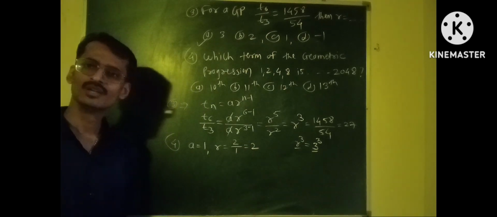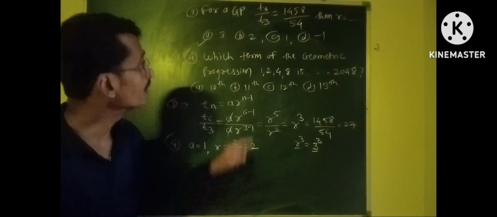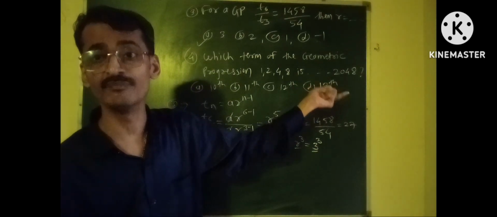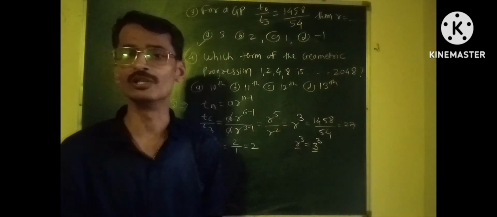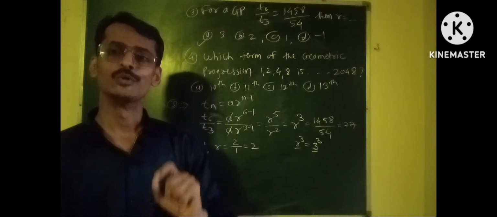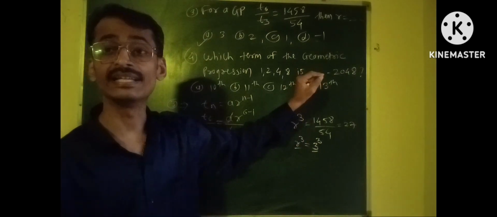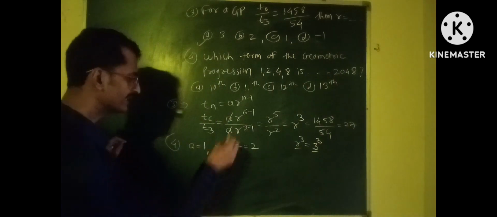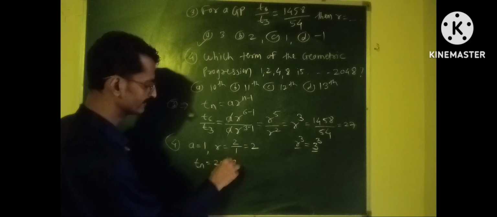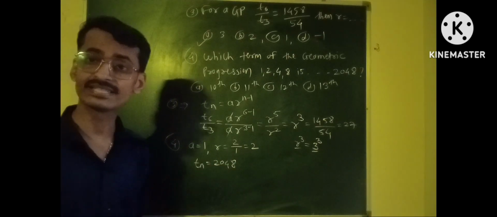So r is 2. Now the question is which term of the GP this is, that means the 10th term, 11th term, 15th term, which term is 2048? As we don't know that, we have to find it. So assume that this is the nth term, Tn, equal to 2048. So we have to find this n.